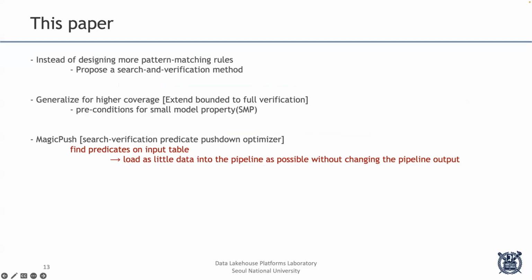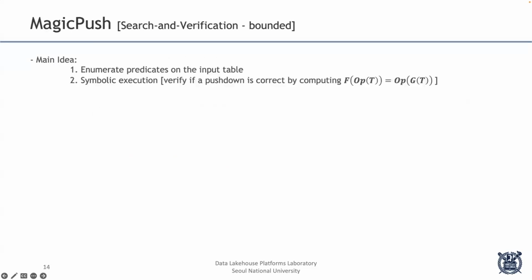It's called Magic Push. Given an operator with an embedded UDF and a predicate F on its output, Magic Push will enumerate G candidates, which are predicates on the operator's input and may not necessarily be the same as F, and verify the correctness of each candidate. So a little bit more in detail: we start with individual operators, and then we discuss predicate pushdown in data science pipelines later.